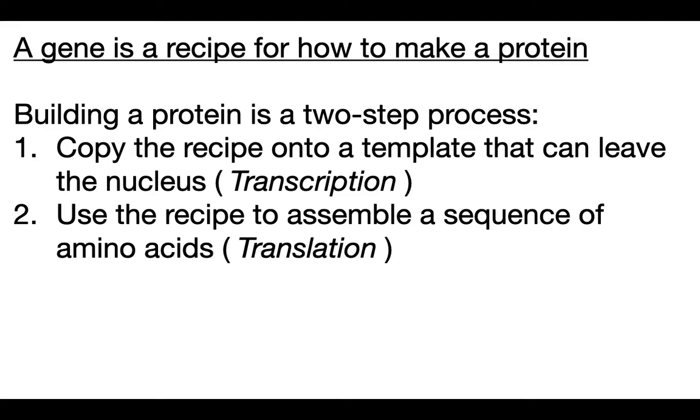Think of it like a library where there are some books that you're not allowed to check out. Well, if you want to take the information outside the library, you're allowed to do that. You just can't take the book. So what do you do? You make a copy of it. You write down what the book said. That's transcription. That's literally what it means to transcribe something, is to write it down. Then, once that transcribed recipe leaves the nucleus, it'll be assembled as a sequence of amino acids at a ribosome, and we call that process translation, and that's going to be a separate video on Monday.